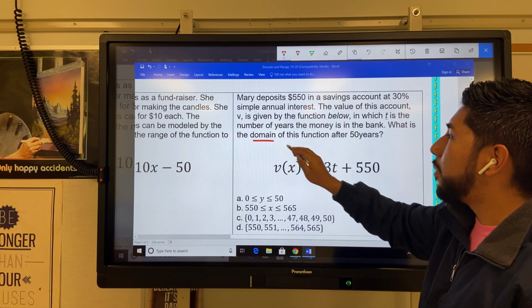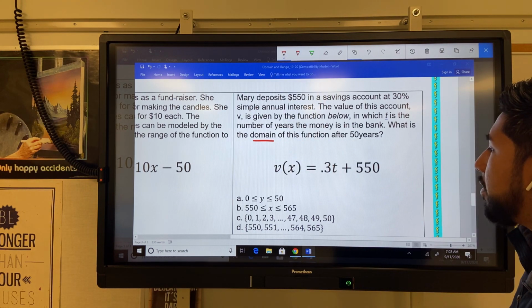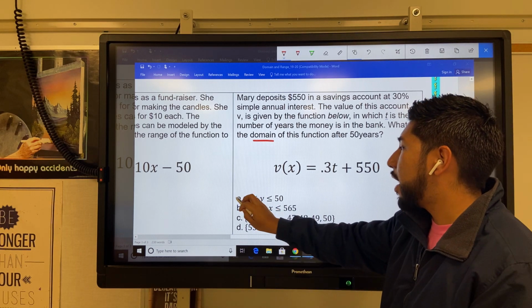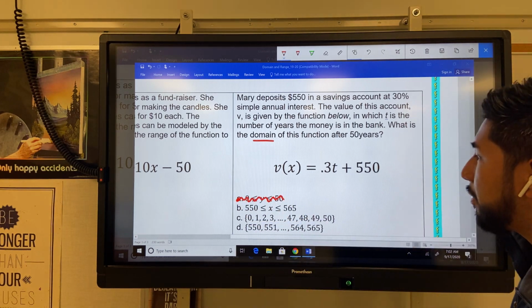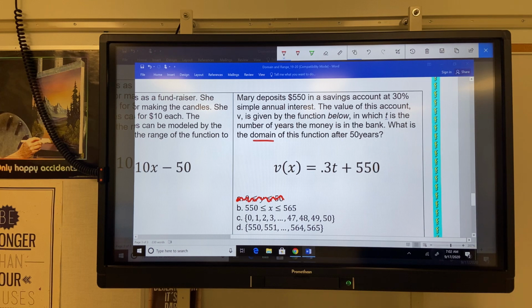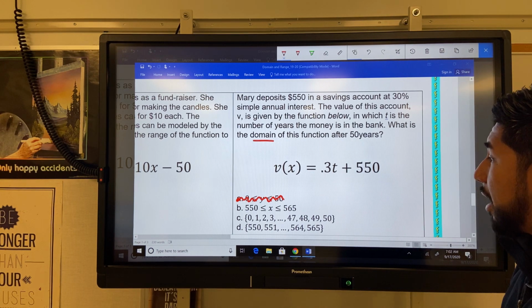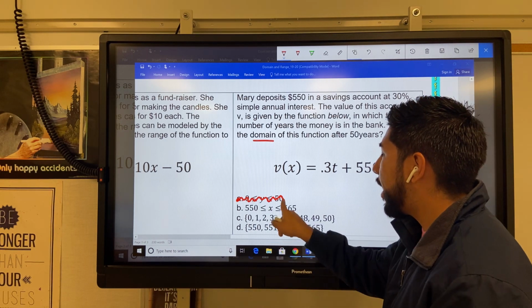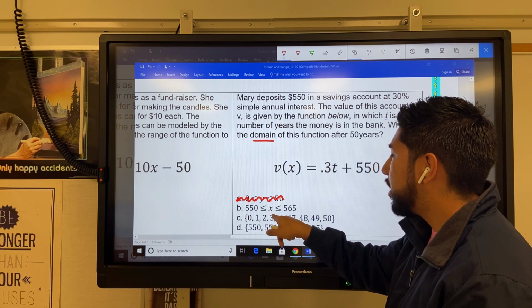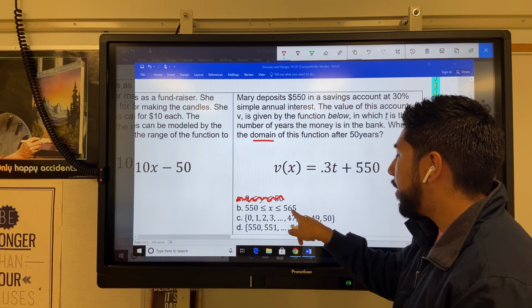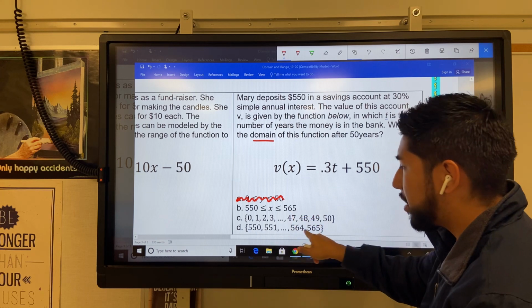Keyword, domain. So it's talking about my X values. Right away, I can cross out an answer. So now we're doing it with answer choices. Next. Actually, check it out, ladies and gentlemen. Since I already took out that answer, I can see that X has 550 and 565. So that gives me this answer also.